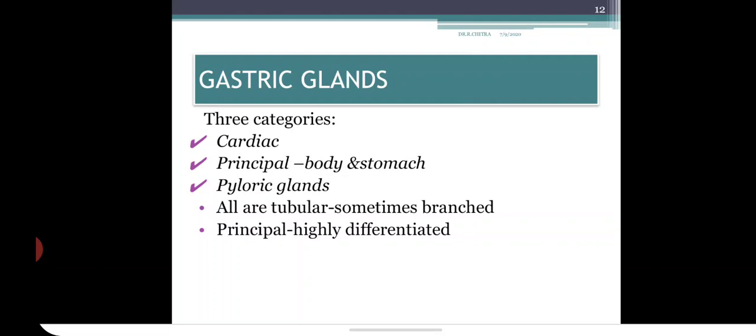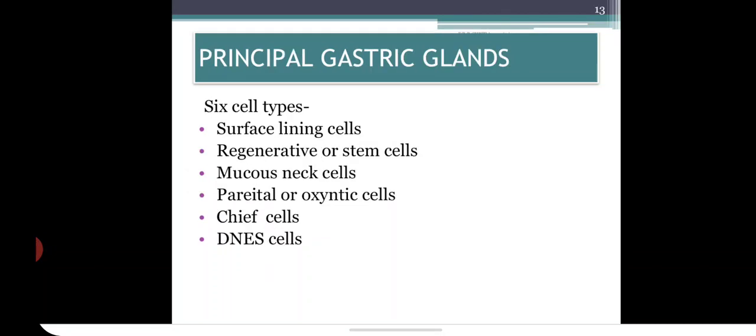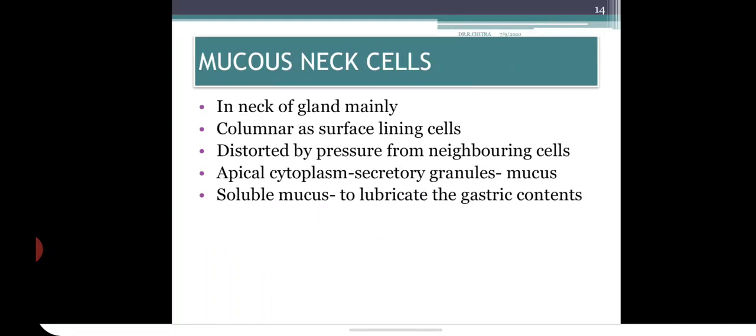They are highly differentiated, with 6 cell types: surface lining cells, regenerative or stem cells, mucous neck cells, parietal or oxyntic cells, chief cells, and DNES cells. We will see the cells in detail. Mucous neck cells are in the neck of the gland mainly. They are columnar, like the surface epithelium. They contain apical cytoplasm which has secretory granules, soluble mucus to lubricate the gastric contents.